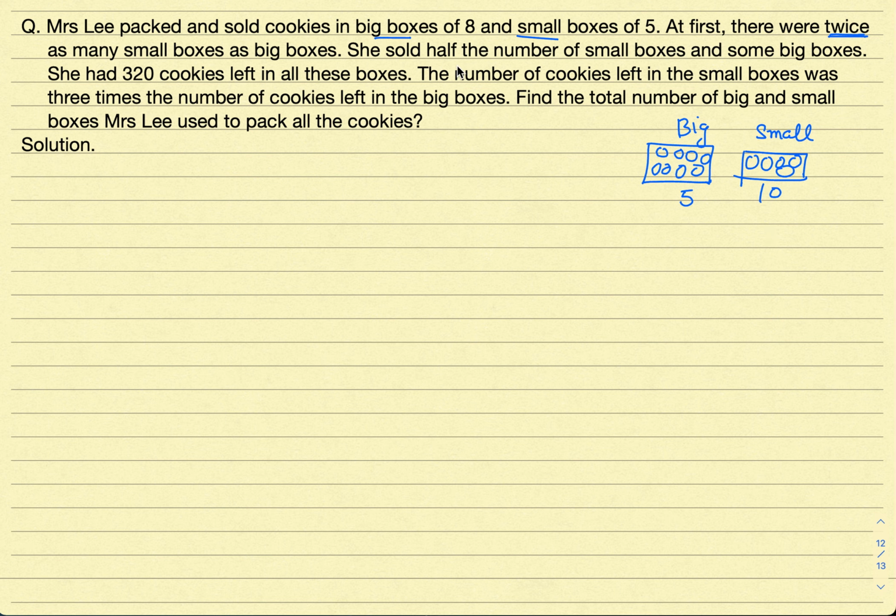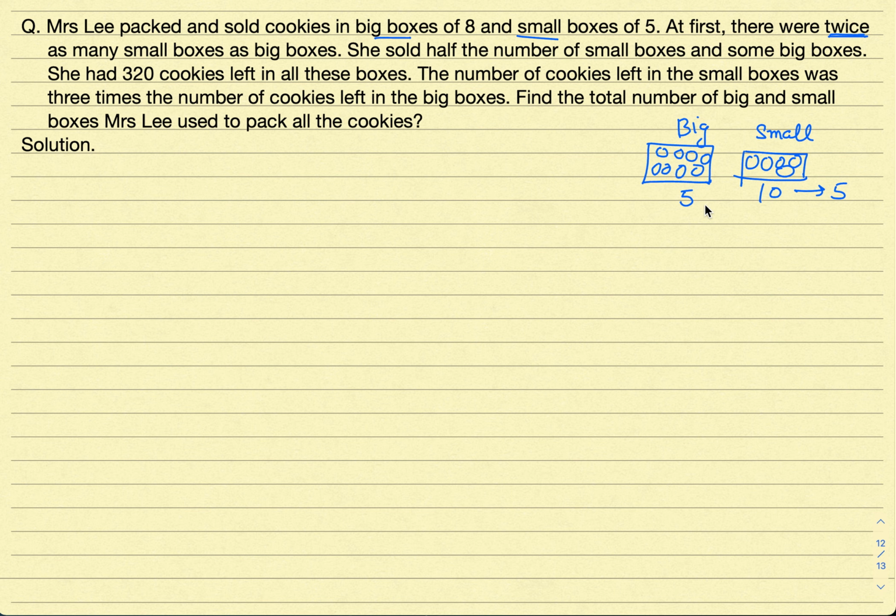Now, she sold half the number of small boxes and some big boxes. So we know she had sold half the number of small boxes. For this example, if there were 10 boxes and she has sold half of them, then obviously how many were left? Only 5, right? And some big boxes, we don't know how many she sold. Now after selling these boxes, let's say there were 5 small boxes left and a few big boxes left. We don't know how many big boxes were left.